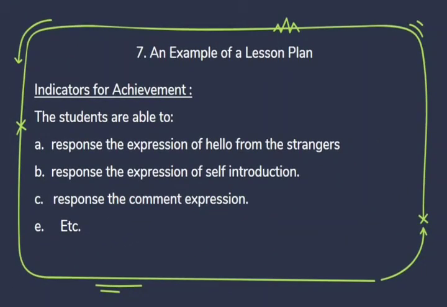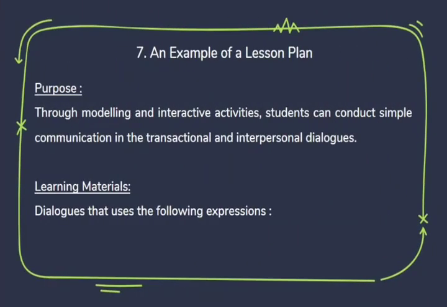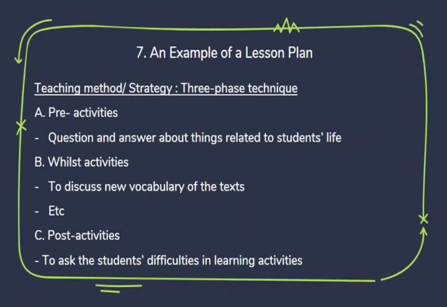After that, determining the indicator for basic competency achievement, and this is an example. Indicator for achievement, like the students are able to respond to the expression of hello from strangers and others. And this is about the example of setting up the purpose and selecting learning material. And this is about the example of structuring the stage of instruction.